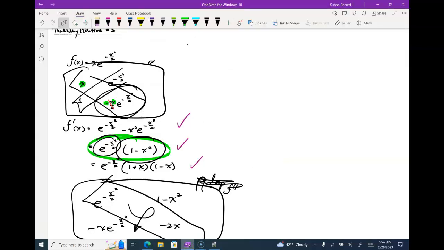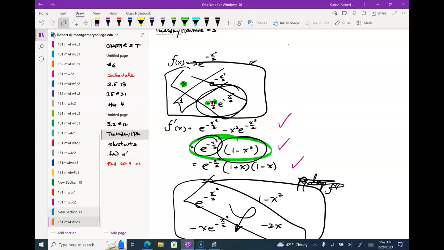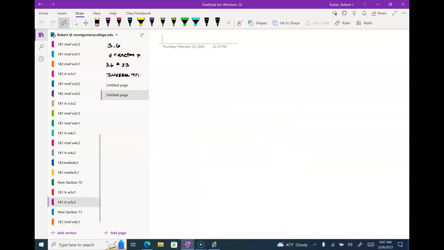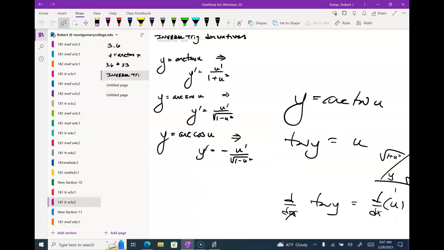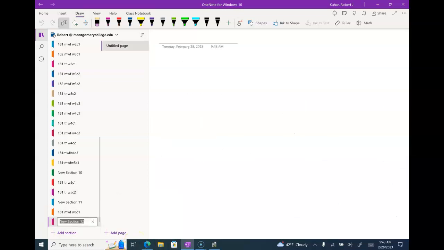All right, let's do our new stuff. Here we go, finally. Let me look at what we did last time. We did our inverse trig derivatives, so we got to practice some of those. Let me remind you what formula sheets and process you need for these inverse trig derivatives. So I'm doing 181, Tuesday, Thursday, week 6, class 1.